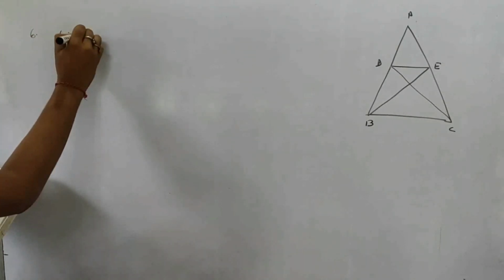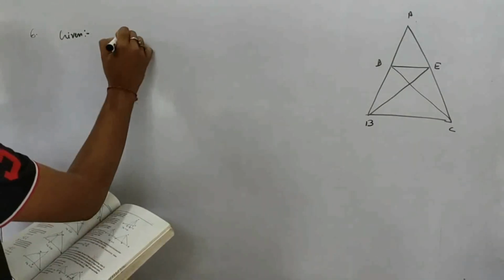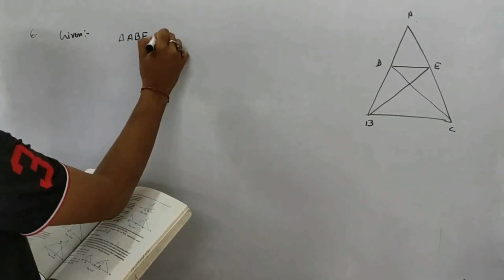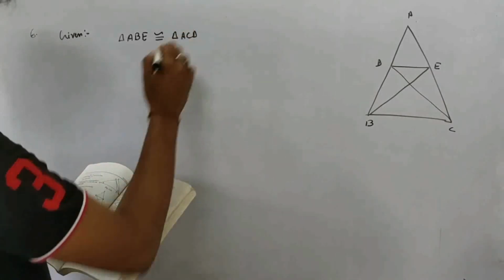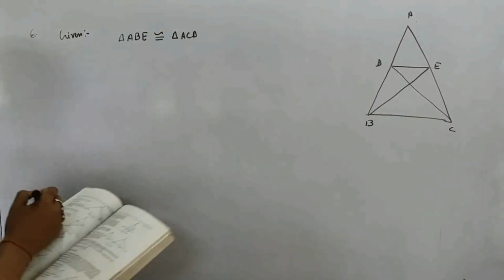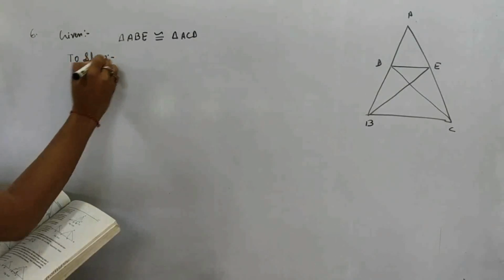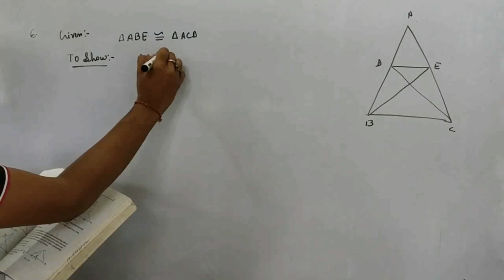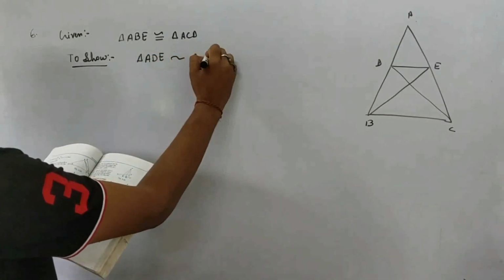Given: triangle ABE is congruent to triangle ACD. Show that. What do you have to show? To show: triangle ADE is similar to triangle ABC.